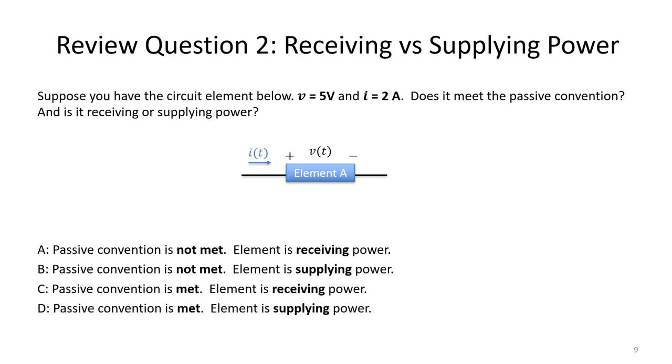Let's try another review question. So here we have a circuit element, and we are given that this voltage V is 5 volts, and we are given that the current here is 2 amps. First question, do we meet the passive convention? Second part of the question, are we receiving or supplying power? Take a moment and think about it. Go ahead and pause the video.